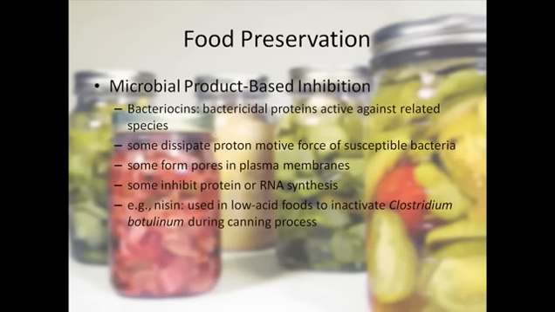Now we can do microbial product based inhibition. We have talked about the bacteriocins, which are bacterial proteins active against related species. So we have some species which secrete bacteriocins, which can prevent other species from growing. We can use this because these are natural. We can use them for different purposes, for natural uses. So they are not as harmful as the other chemical agents, but we can use them.